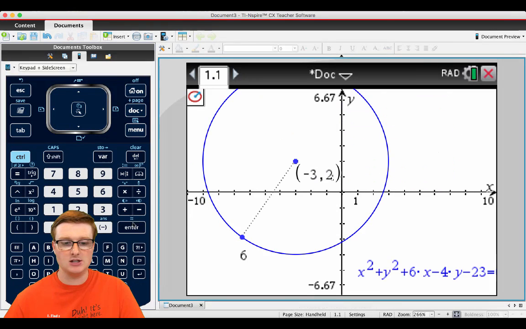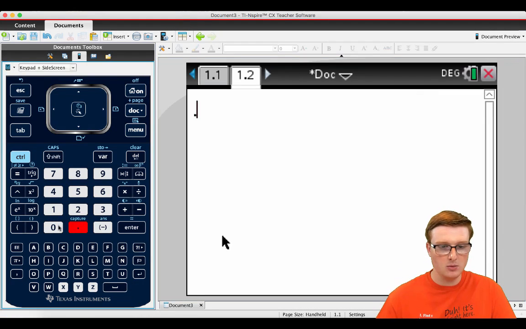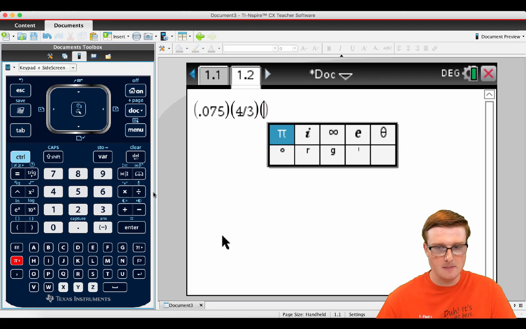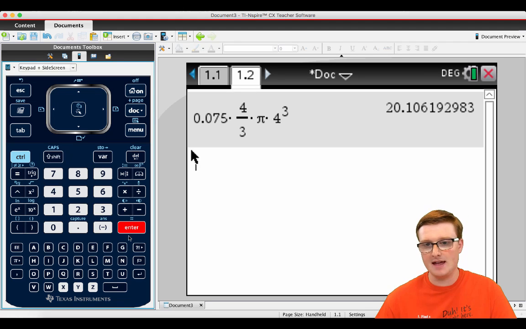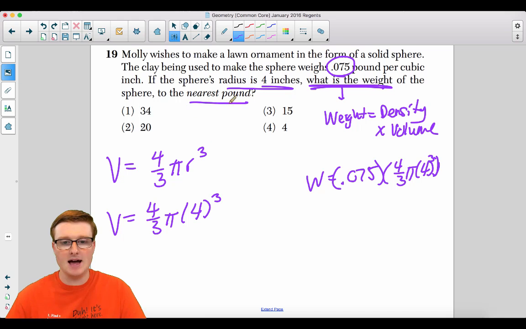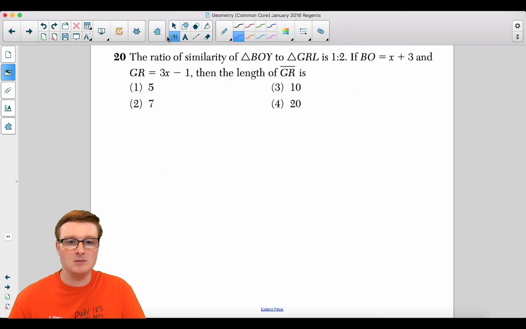Okay? Now when we type that into our calculator, 0.075 times 4/3 pi times the radius of 4, cubed, we get 20.1, which to the nearest pound is about a 20-pound sphere. So that's number 19. Moving on to question 20.